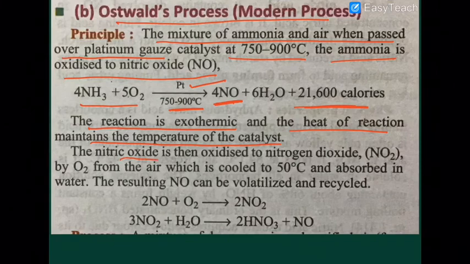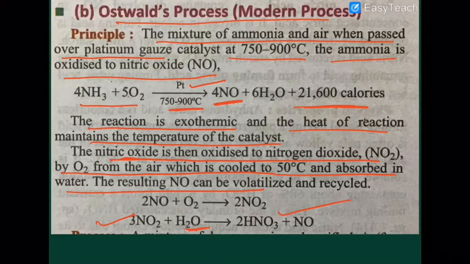The nitric oxide, that is the main step. The nitric oxide is then oxidized to nitrogen dioxide by oxygen from the air, then cooled to 50 degrees Celsius and absorbed in water. So NO2 when absorbed in water gives HNO3 plus NO. This NO will be used in the first step. Whatever byproduct remains in the second step can be consumed in the previous steps.